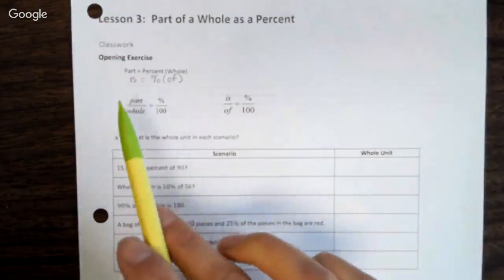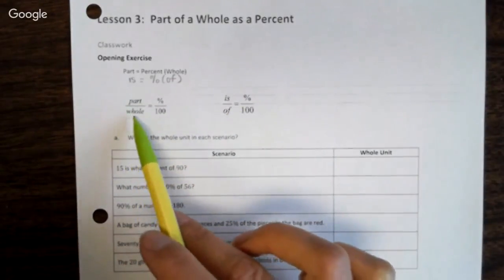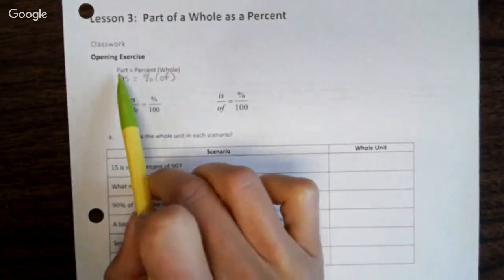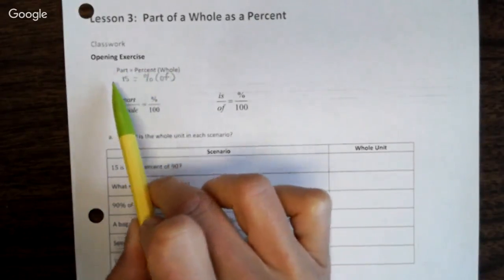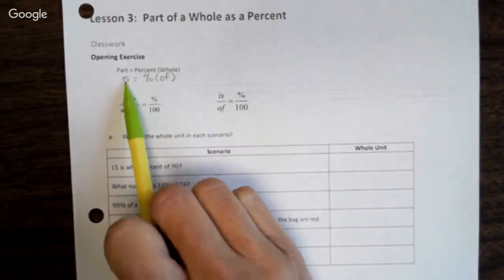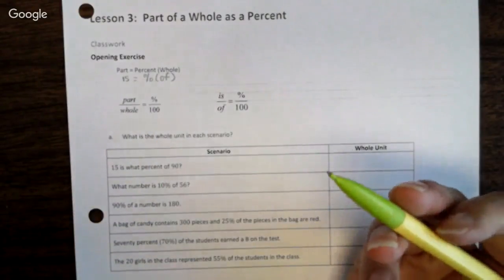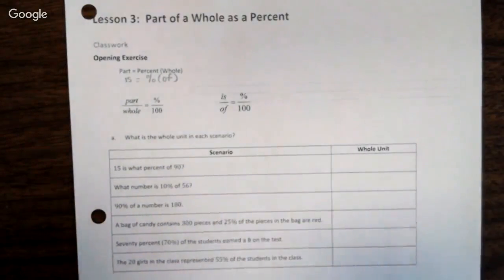Notice the is in the same place as the part. The of is in the same place as the whole. Now, this year I'm going to introduce this equation instead of the proportion that says part equals percent times whole. And since is the part, I listed that underneath there. And of is the whole, so I listed it underneath there. So we're going to use both of those equations throughout this whole lesson.